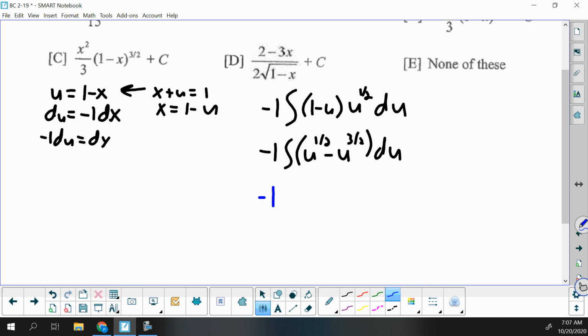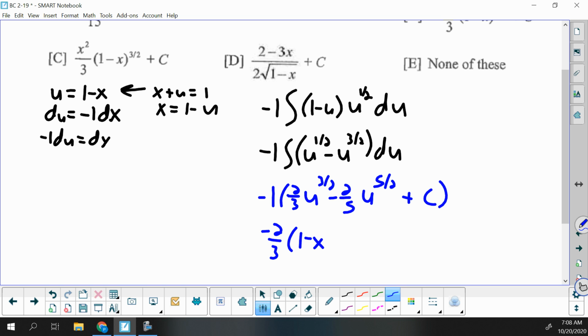And then this would be minus 1. We'll have 2/3 u to the 3/2. This will be u to the 5/2 with a minus 2/5 out front, plus c. I'm going to do two things. I'm going to distribute the negative through, and I'm going to fill in the 1 minus x for u. So we'll have negative 2/3 times 1 minus x to the 3/2, plus 2/5 times 1 minus x to the 5/2. And a negative 1 times a constant is still a constant, so you can just do plus c on the end.